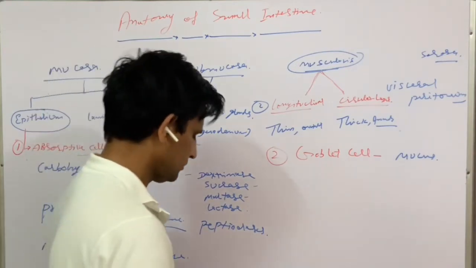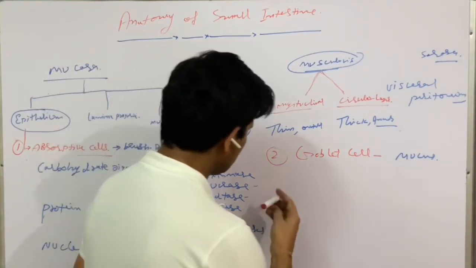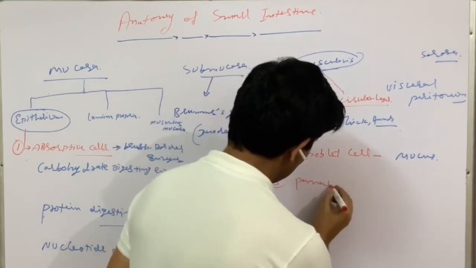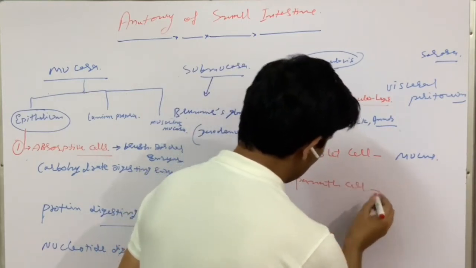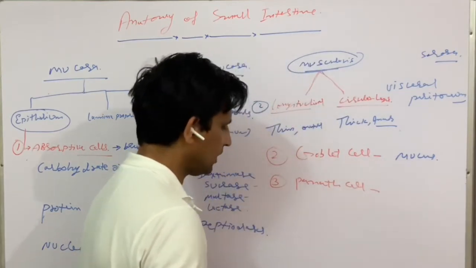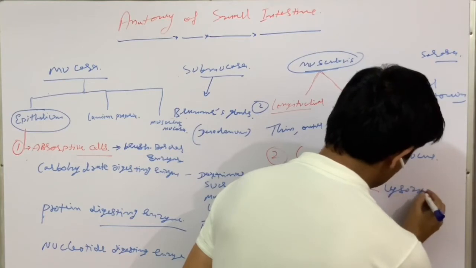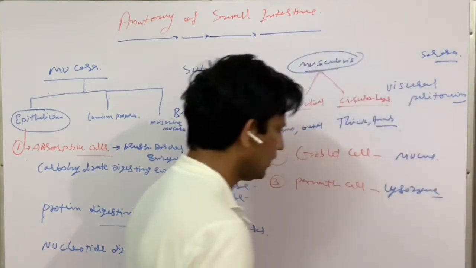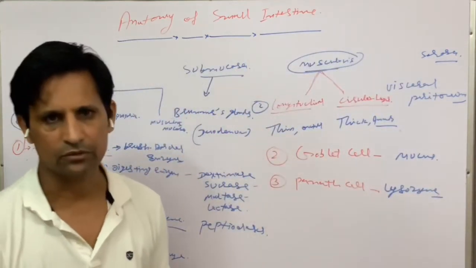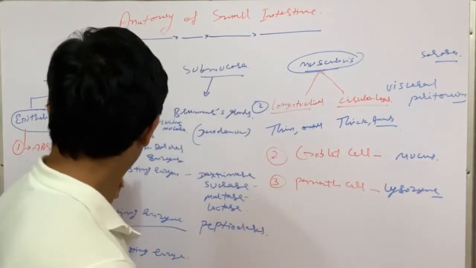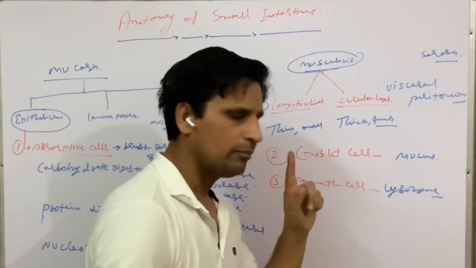The third important one is the Paneth cell. Paneth cell secretes lysozyme, right? And lysozyme is capable of phagocytosis. So: absorptive cell, goblet cell, and Paneth cell.